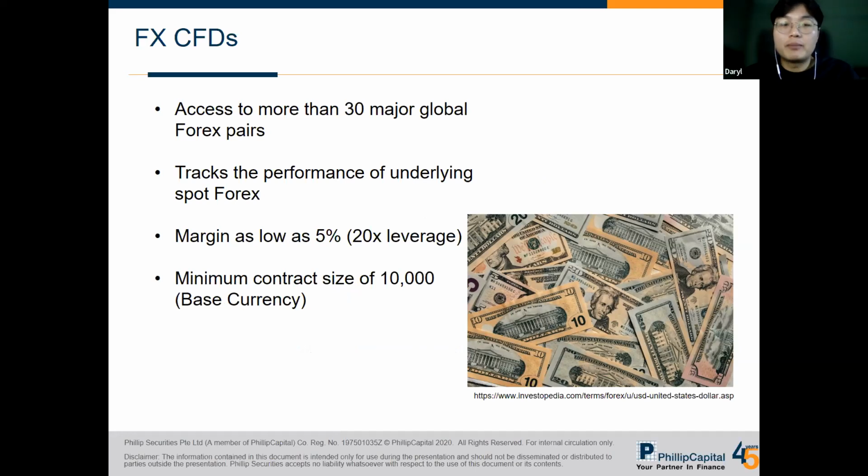Based on our platform, we are able to access more than 30 major global forex pairs. It tracks the performance of the underlying spot forex. The margin is as low as 5%, which also means 20 times leverage. And the base contract is $10,000, which is the base currency.